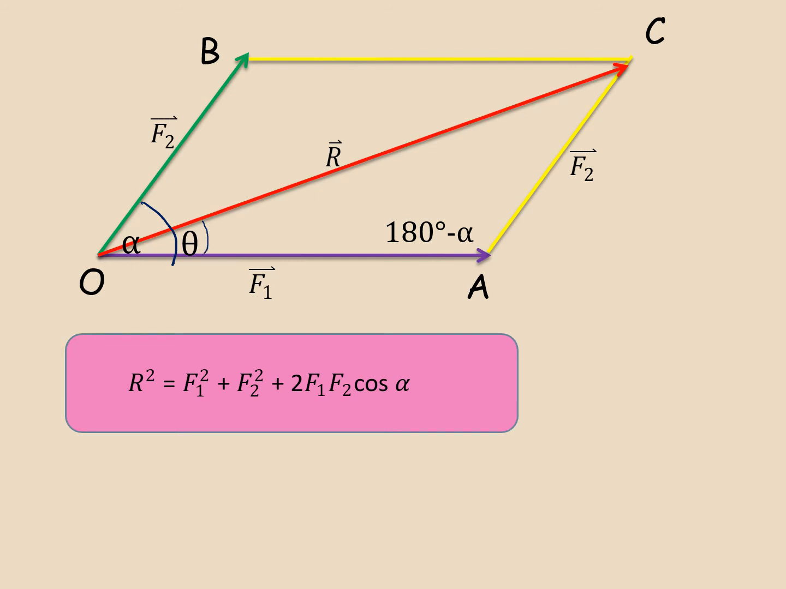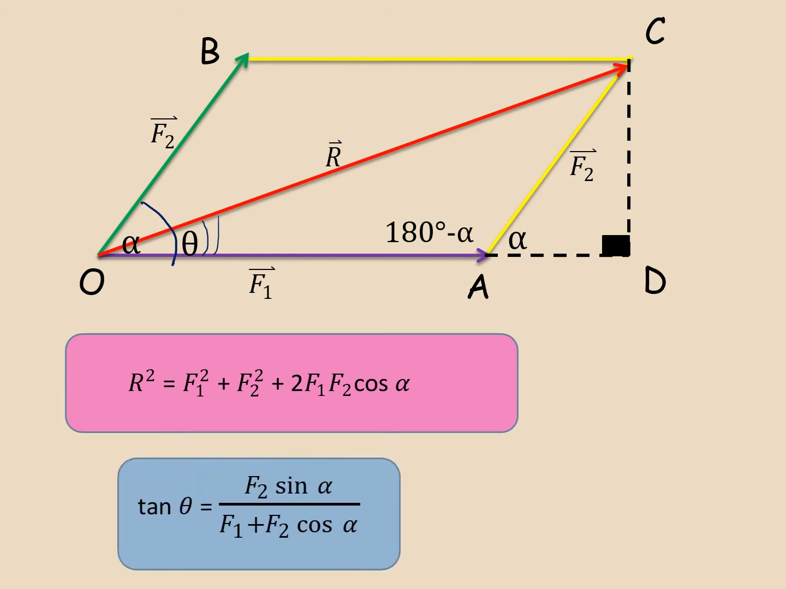Theta, angle theta, is the angle between the resultant and the first force and is called the direction of the resultant. And we can find it by drawing the right angle triangle. By the corresponding angle alpha, you can find theta according to the law tan theta equals F2 sine alpha over F1 plus F2 cosine alpha. Theta is the angle between the resultant force and the first force.